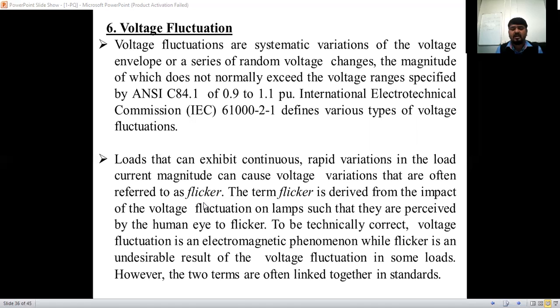To be technically correct, voltage fluctuation is an electromagnetic phenomenon, while flicker is an undesirable result of voltage fluctuation in some loads. It is not acceptable, because continuous flicker will make the components heat up. When components heat up, the insulation will vanish. If the insulation is burned, a short circuit will occur, and again it will create a big issue. So this is undesirable, there is no use of it. This is unwanted, we are going to call that.